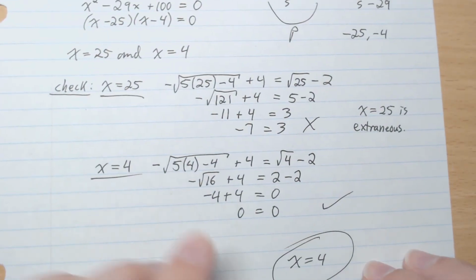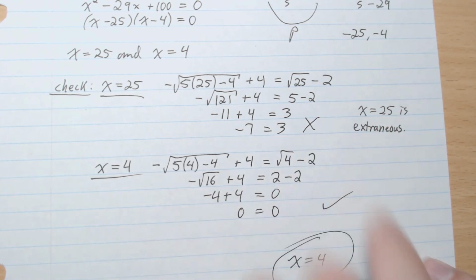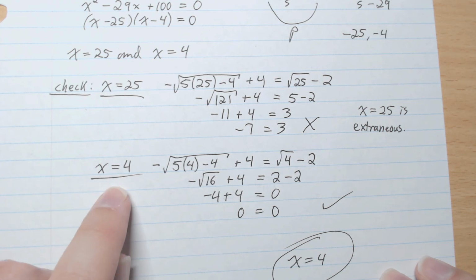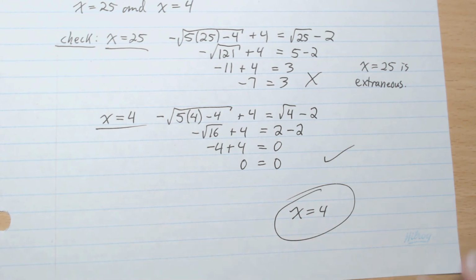So we're going to check x equals 25. When we plug it in, we get negative 7 equals 3, which is false. So x equals 25 is extraneous. When we plug in x equals 4, we get 0 equals 0, which is true. Therefore, the solution is x equals 4.